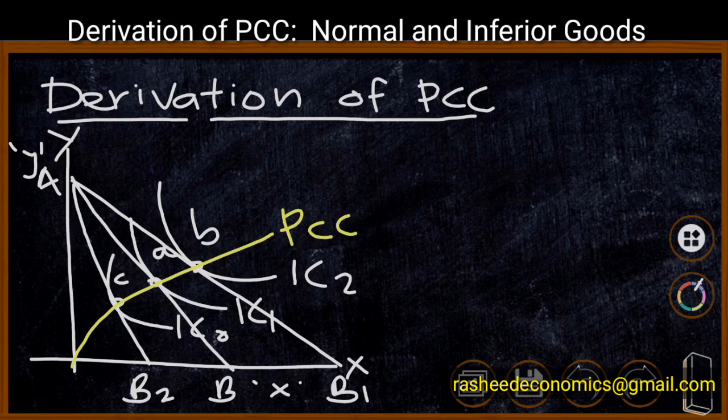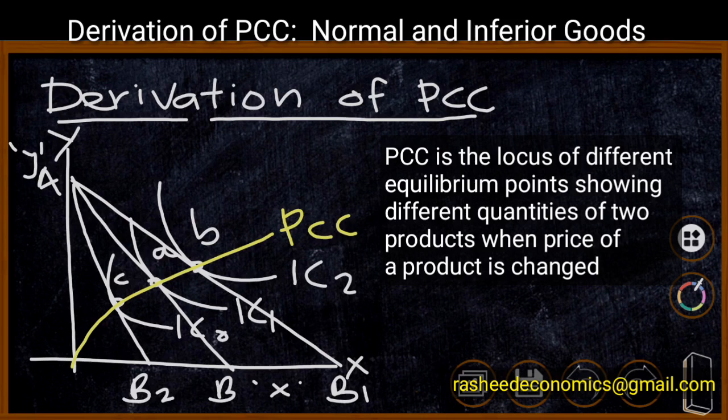Therefore, the price consumption curve is the locus of different equilibrium points showing various quantities of two products when the price of a product is changing, the price of a single product is changing. Once again, PCC is the locus of different equilibrium points showing various quantities of two products when the price of a product is changing.